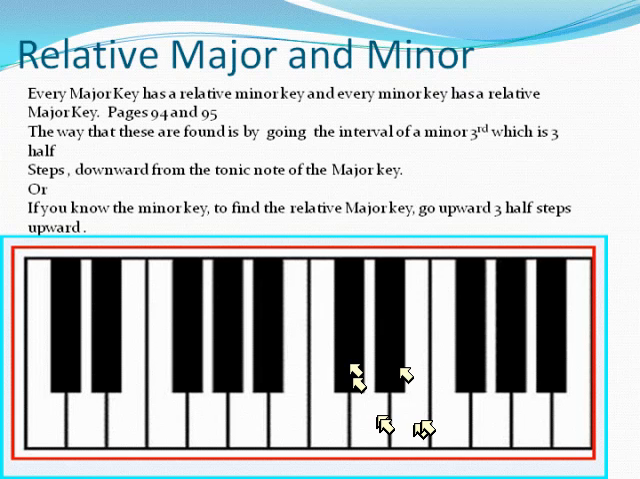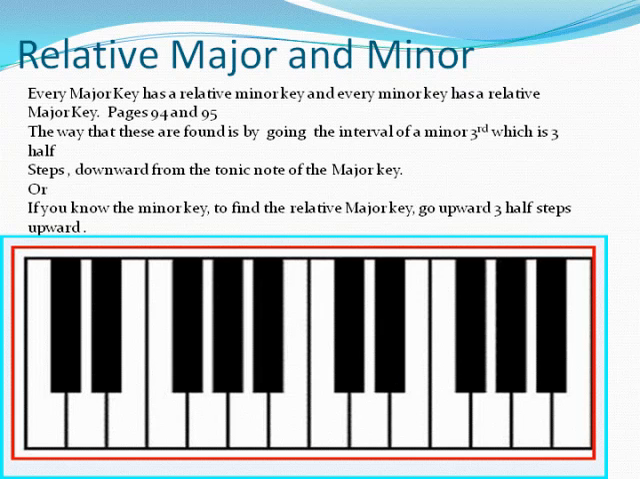So let's do this one again. We're starting on E, E major, 1, 2, 3 half steps, C sharp minor. And actually the key of E major has 4 sharps in it, so you know it's going to be the sharp key anyway. You know it's not going to be the key of D flat because E major already has 4 sharps, so it's going to be C sharp minor.